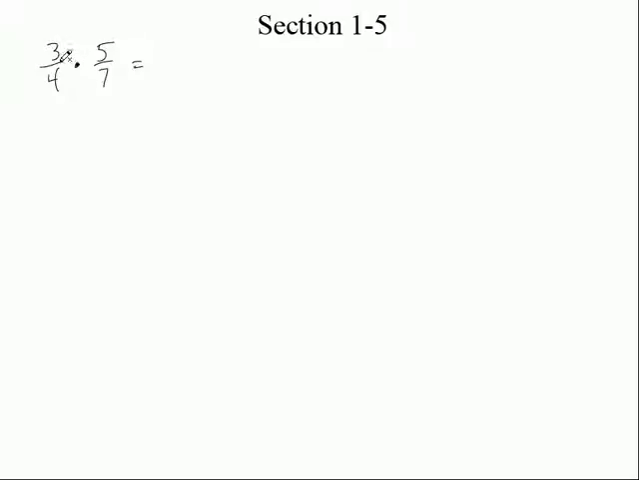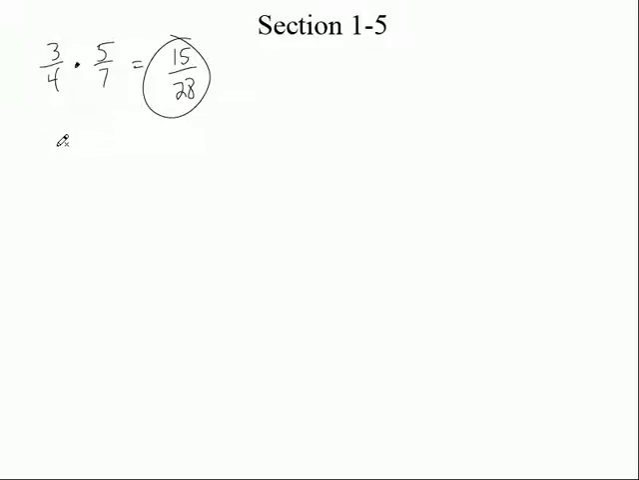So what do you do here? First of all, see if anything cancels each other out. See if anything divides from the bottom to the top. Nothing does, right? 4 doesn't go into either one of those. 7 doesn't. 3 doesn't. 5 doesn't. So what do you end up doing? Yeah, just multiplying straight across the top. So you multiply and you get 15. And what do you get for the bottom? It's 28. And then you're done. That's all there is to it.